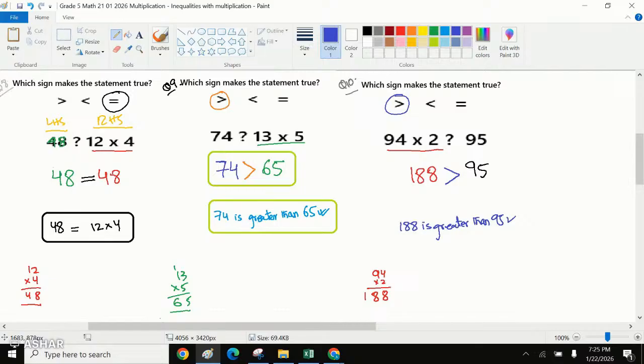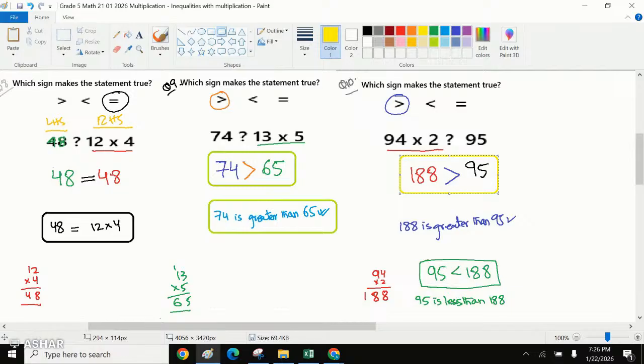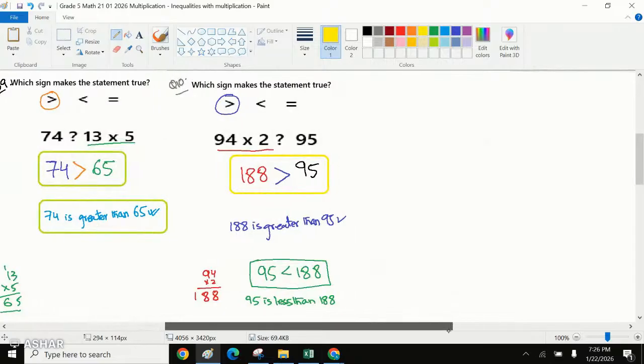Your answer is correct. We can use the sign that you are using when we say the statement as 95 is less than 188. If we interchange the numbers, then we flip the sign. But as per the given question, 188 was written before 95, so we would write 188 is greater than 95. Okay, thank you. Moving ahead to the next.